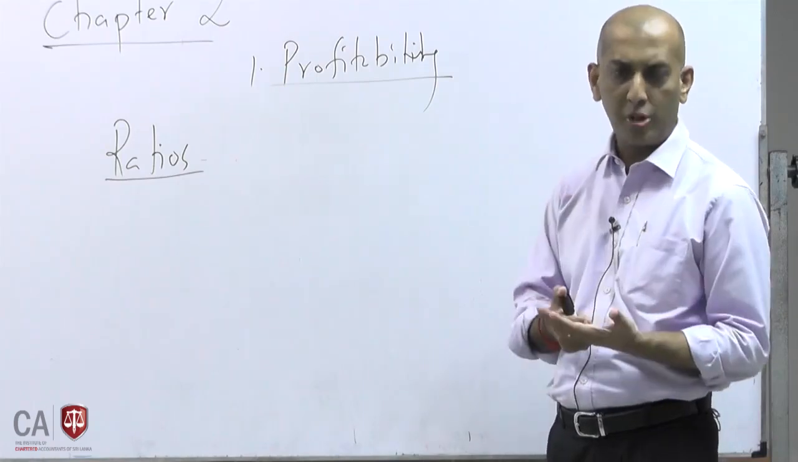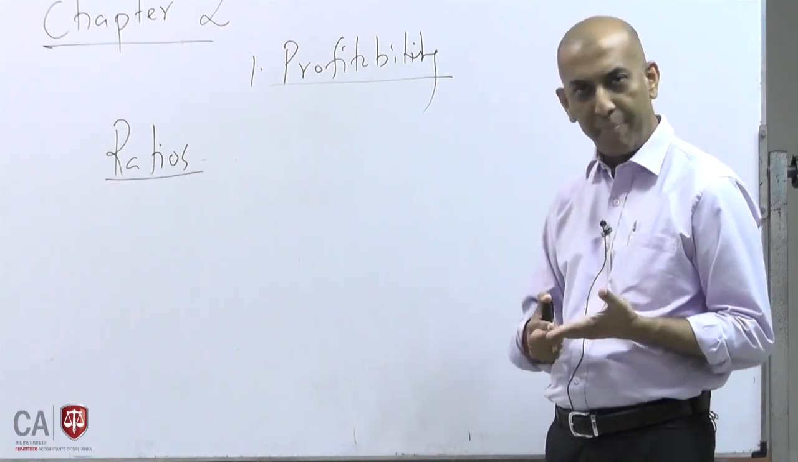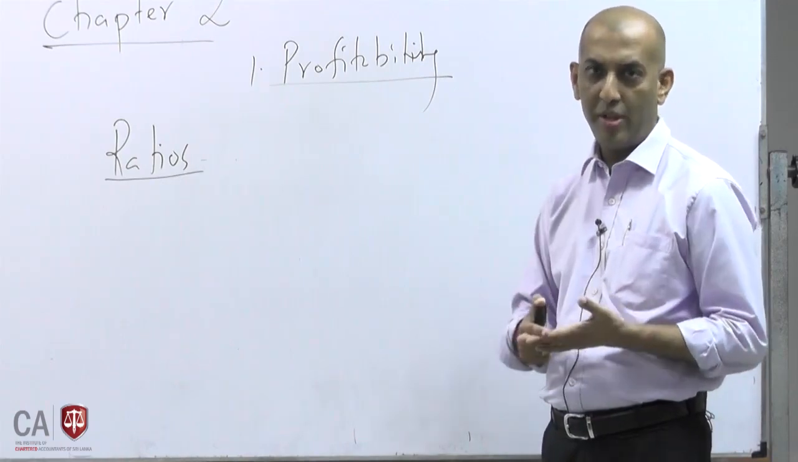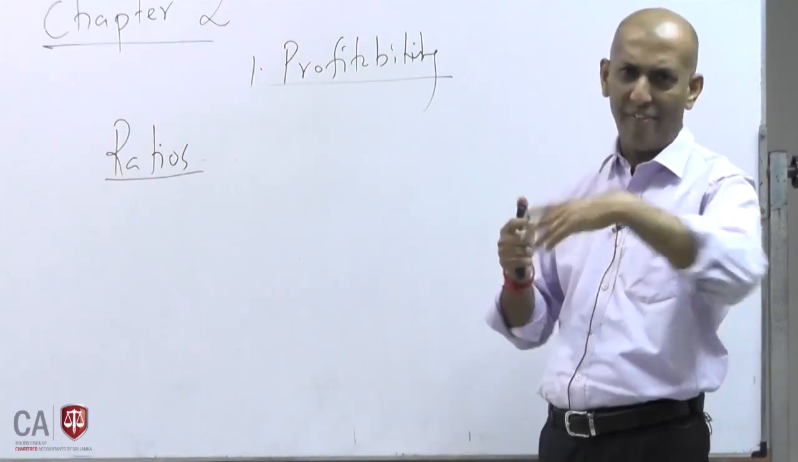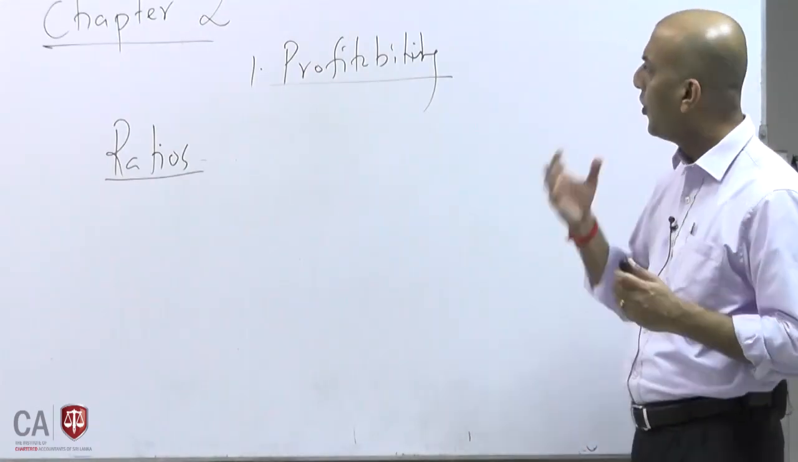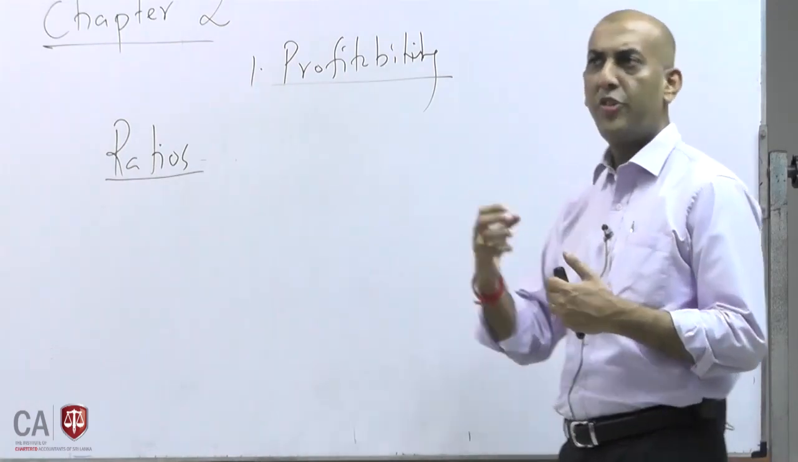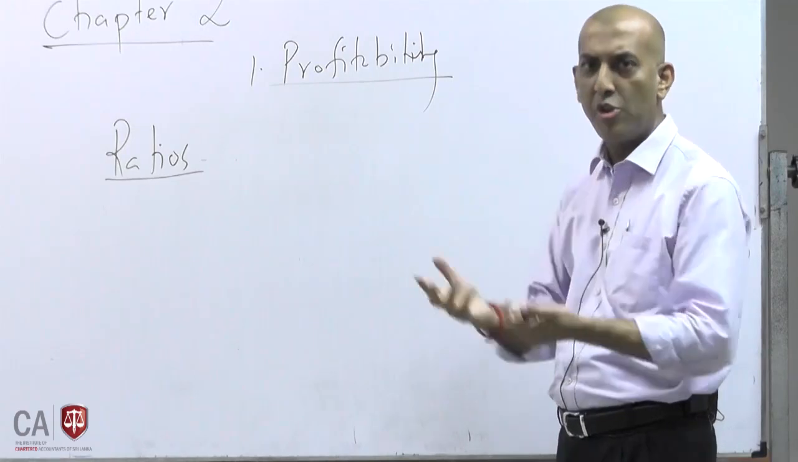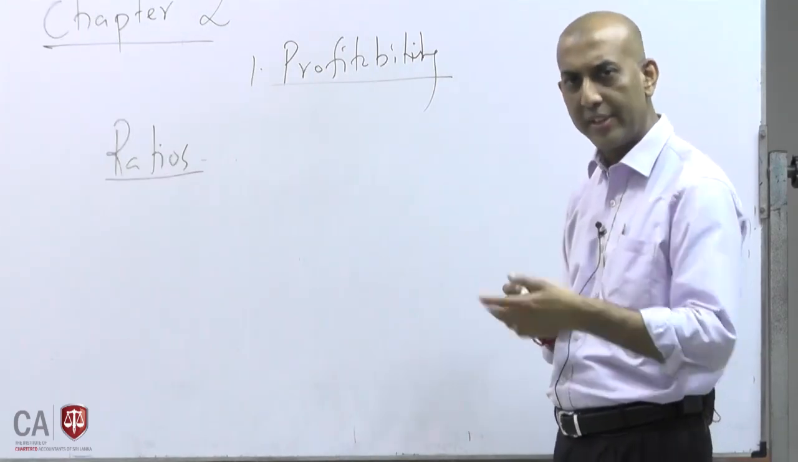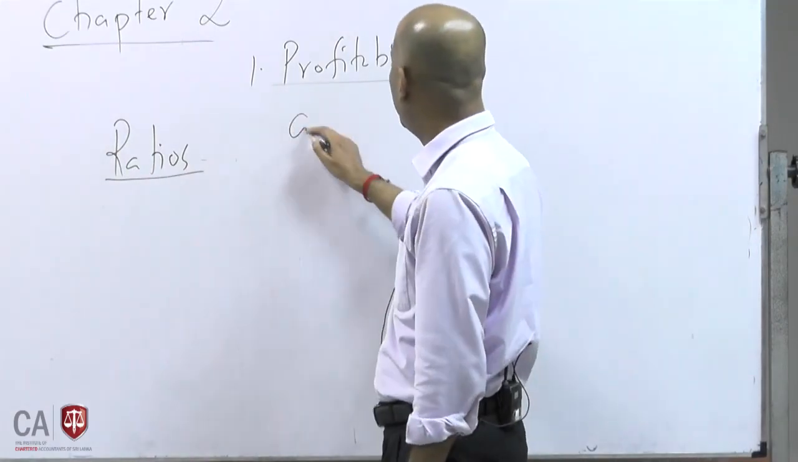You can start from gross profit, you can go to the operating profit, you can go to net profit, and you can go to the profit after tax and profit attributable to ordinary shareholders. So you can have various profits. So we will have to calculate ratios which will reflect certain information to the organization or reader or investors.